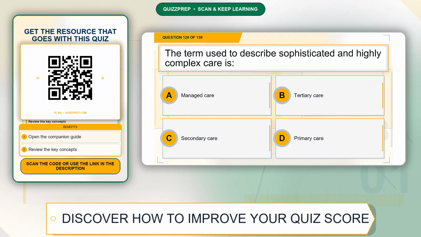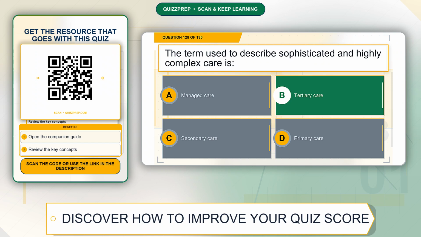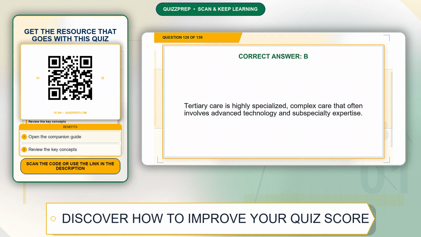Question 128. The term used to describe sophisticated and highly complex care is: Option A, managed care. Option B, tertiary care. Option C, secondary care. Option D, primary care. The correct answer is Option B, tertiary care. Explanation. Tertiary care is highly specialized, complex care that often involves advanced technology and subspecialty expertise.